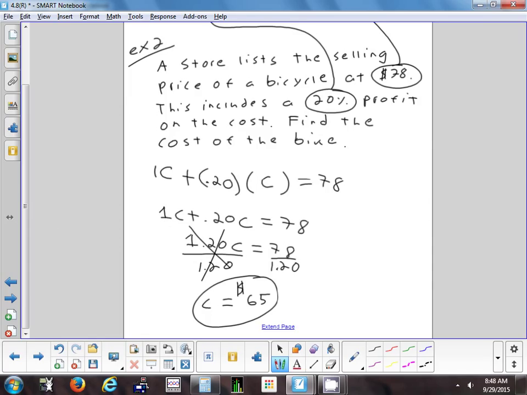What's the profit the store made on this bike? That's what they sold it to you for. And that's what they paid from the manufacturer. Yeah. $13? Yeah. So the store just made $13 to sell this bike. Yep. Okay. Any question on that?